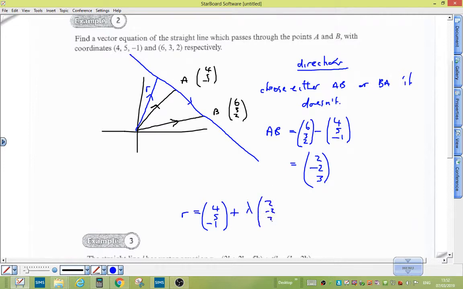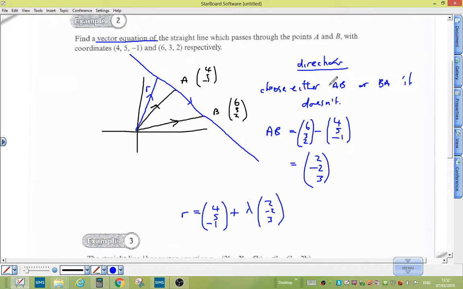2 minus 2, 3. What would I always do if it's not mechanics? I would always simplify this if I could. Why can't I in mechanics again? What will this be in mechanics? Your direction comes from your velocity, and if you start tinkering with velocity, you've got problems. So you can, as long as you know what you're doing. So is that the vector equation of a straight line?